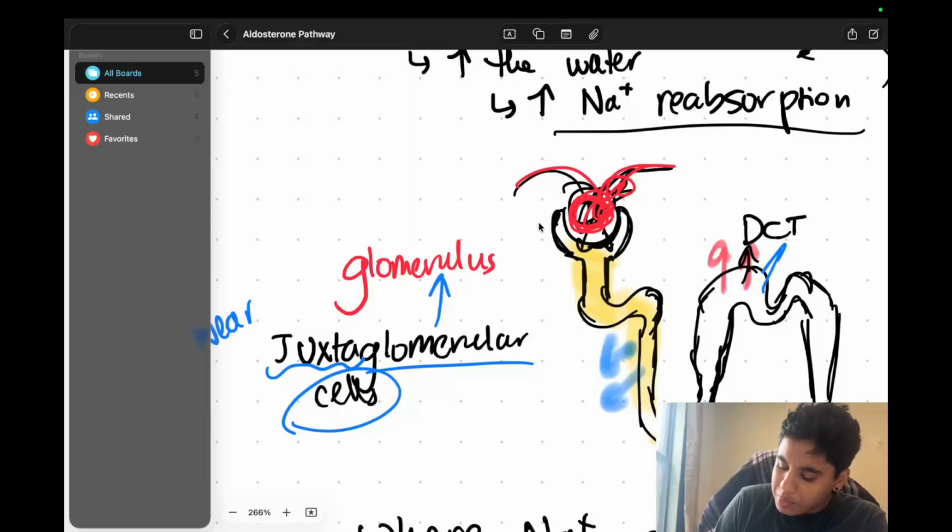These juxtaglomerular cells act as baroreceptors. Baroreceptors. What do those mean? Okay. The root baro means pressure. You can kind of remember this in terms of like a barometer, right? A barometer is that thing in physics. So you have a little bit of mercury there, and it tells you how much pressure.